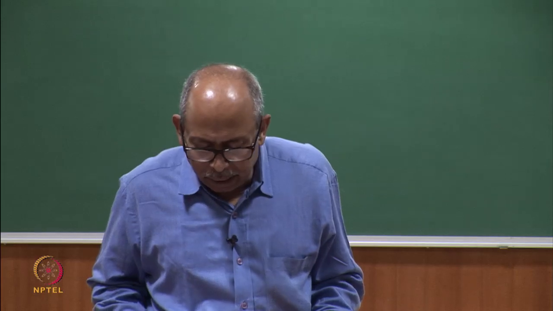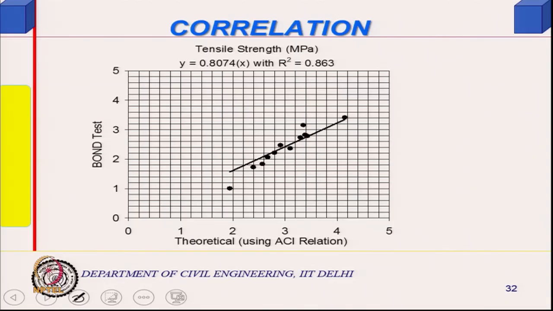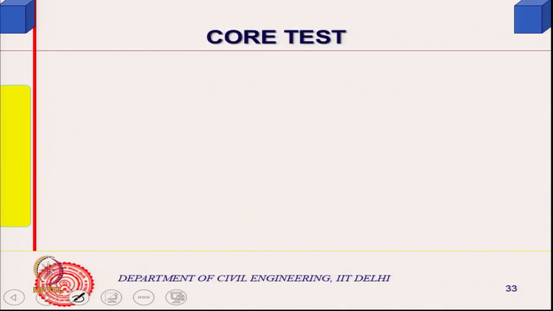So, this is correlation with some ACI relationship, bond stress test, that pull off test. That is the kind of relationship we have. Next we will look into the core test.